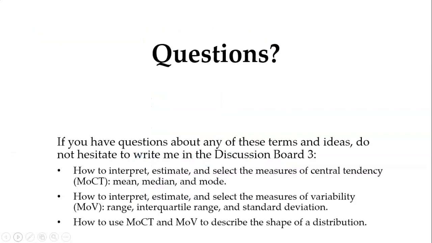This is the most important topic about the first part of descriptive statistics. So remember, we have talked today about univariate analysis, and we reviewed some of the key concepts: how to interpret, estimate, and select the measures of central tendency, how to interpret, estimate, and select the measures of variability, which are the range, the interquartile range, and the standard deviation, and how to use both kinds of measures to describe the shape of the distribution.